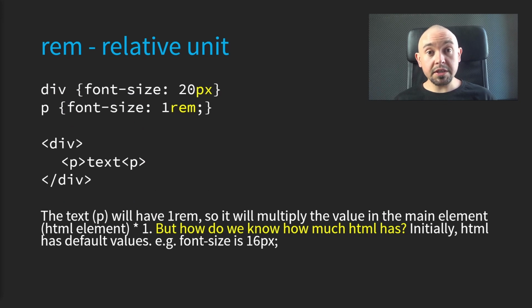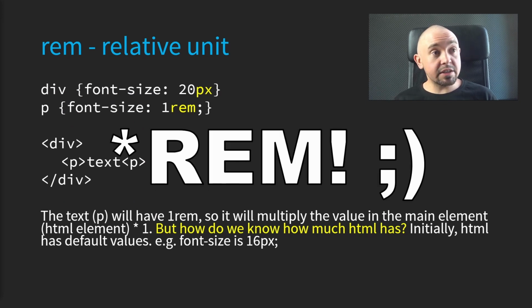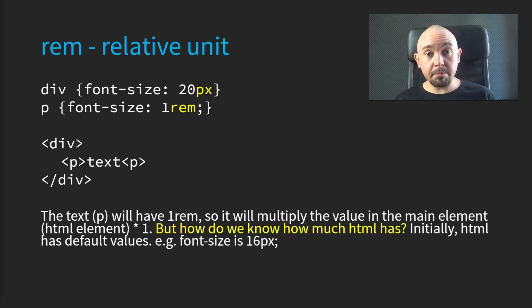Another relative unit is rem. The difference is that the rem unit does not refer to the parent element, but always to the main HTML element. If our div has 20 pixels and its child, the P tag, has 1rem, then 1rem will not be 20 pixels. It will stand for as much as the main HTML element has. If we haven't assigned anything ourselves, it will be 16 pixels by default. Now I'm going to show you this in Visual Studio Code.